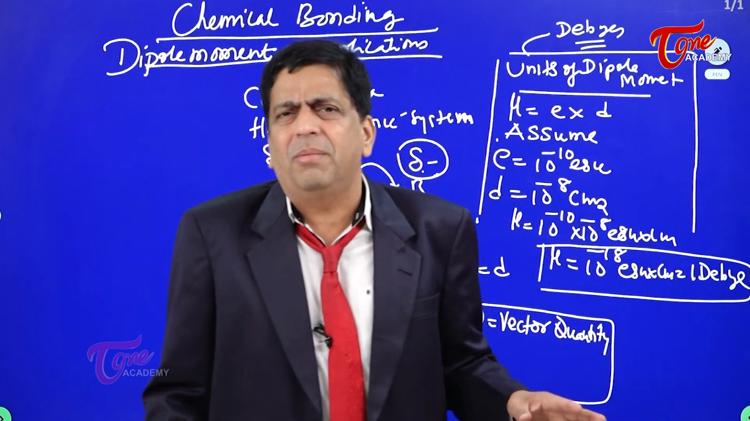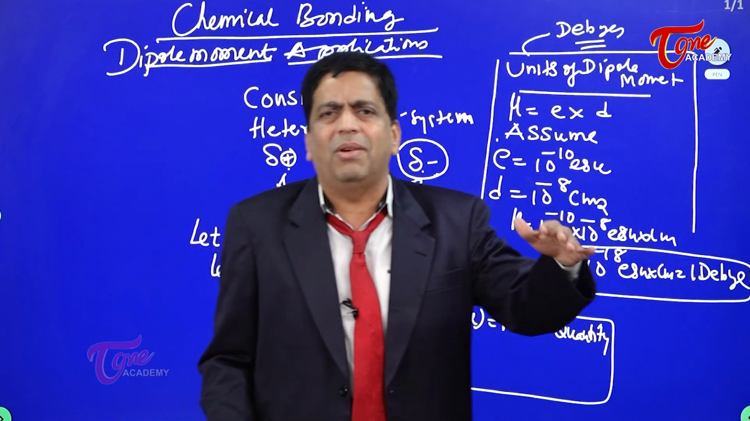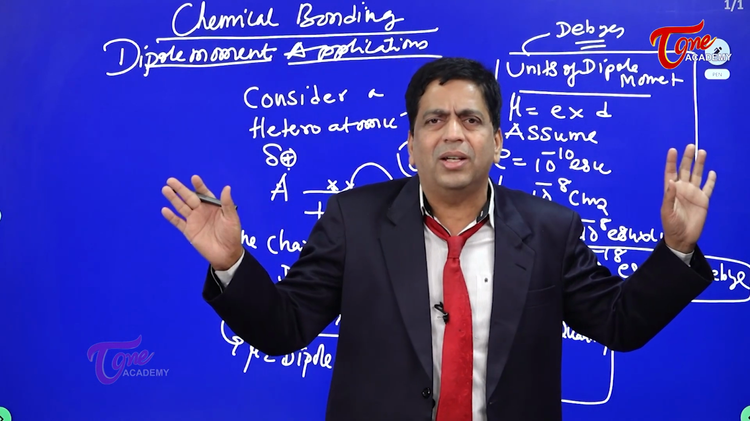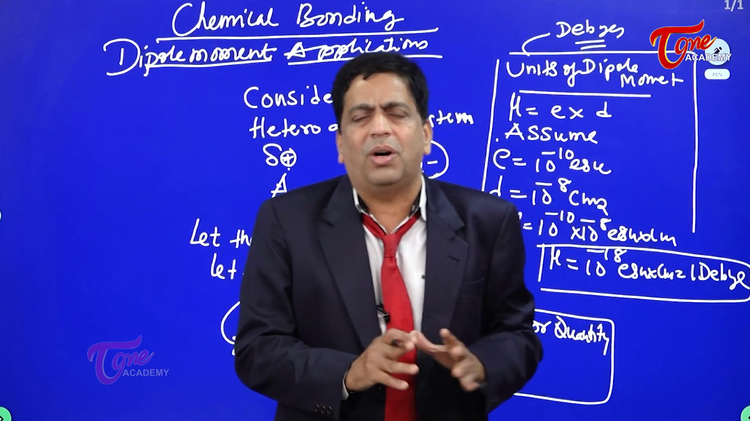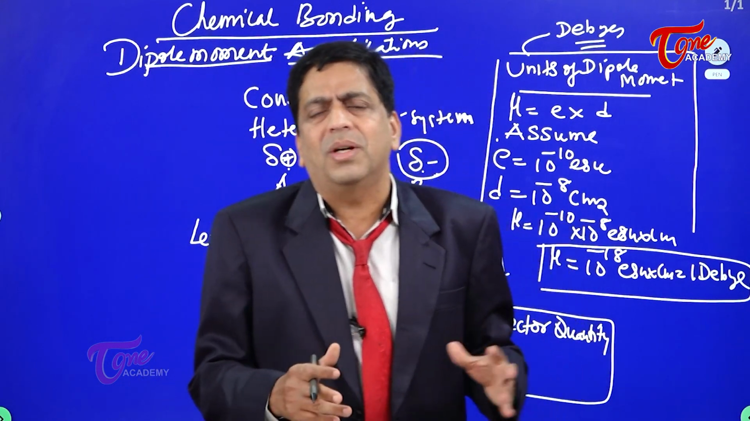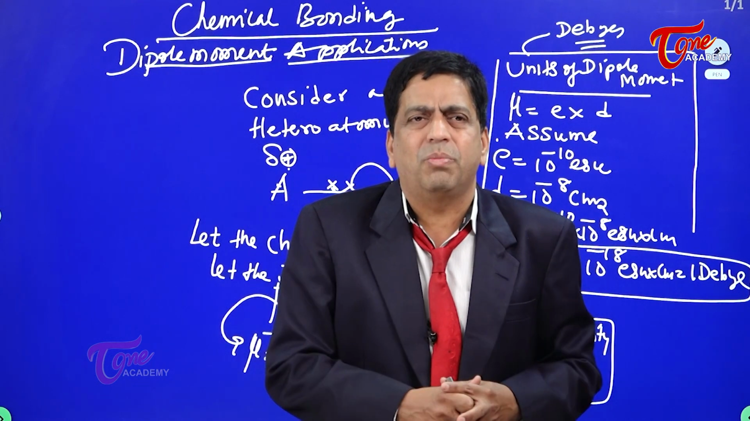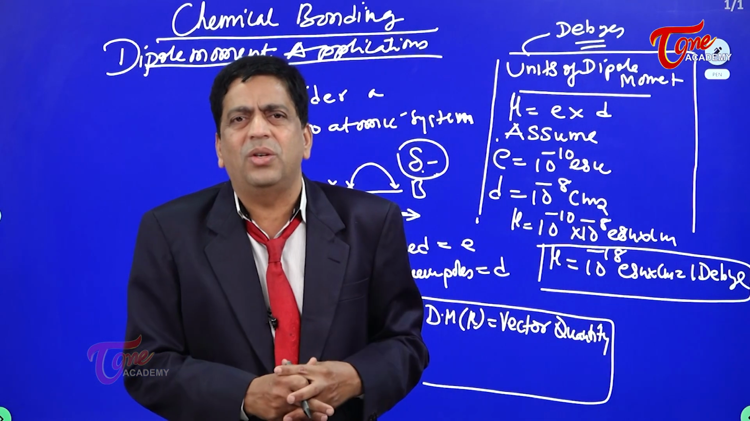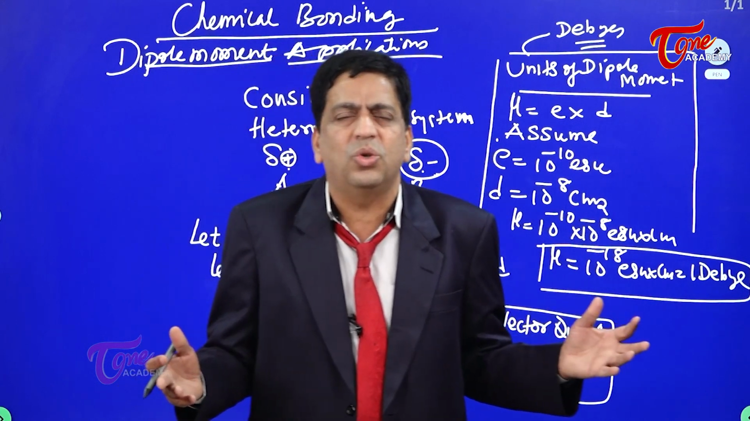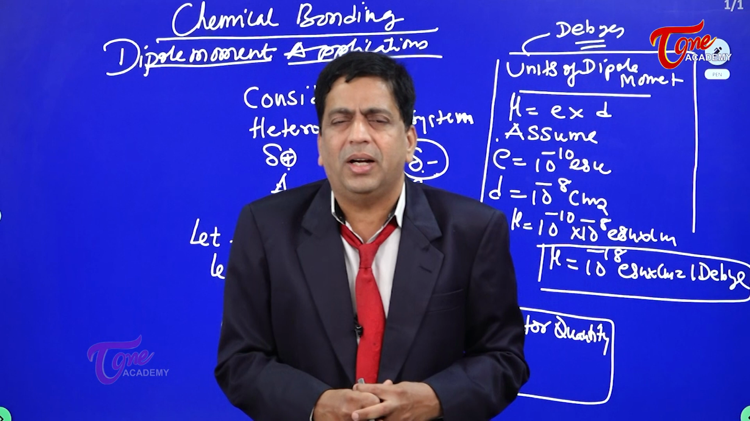Now remember, why did I take 10 power minus 10? You can take any value, but that will be your personal unit. No one will hang you. But if you want 1 Debye, which is universally accepted for communication, then you must take the e value to be 10 power minus 10 and the d value to be 10 power minus 8 and substitute. Then you get 10 power minus 18 into ESU into centimeters. That's how 1 Debye is defined. You must understand that, right?